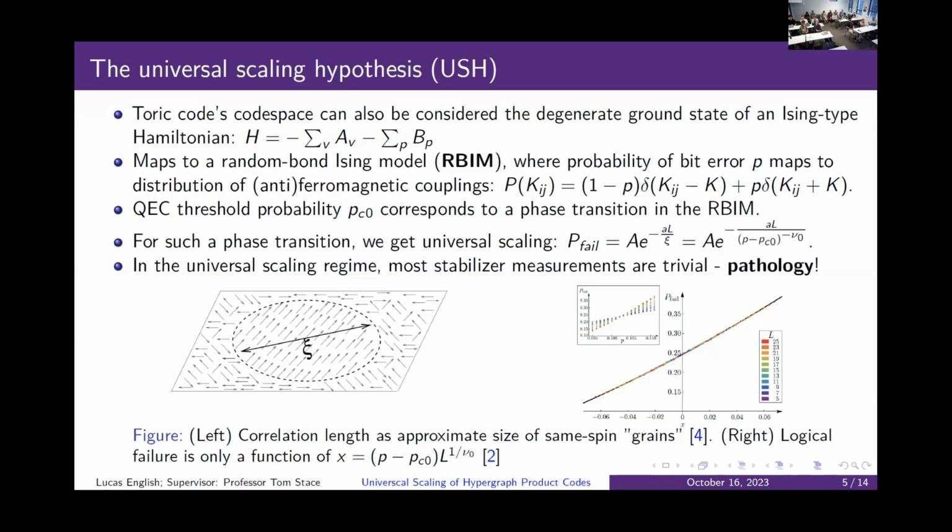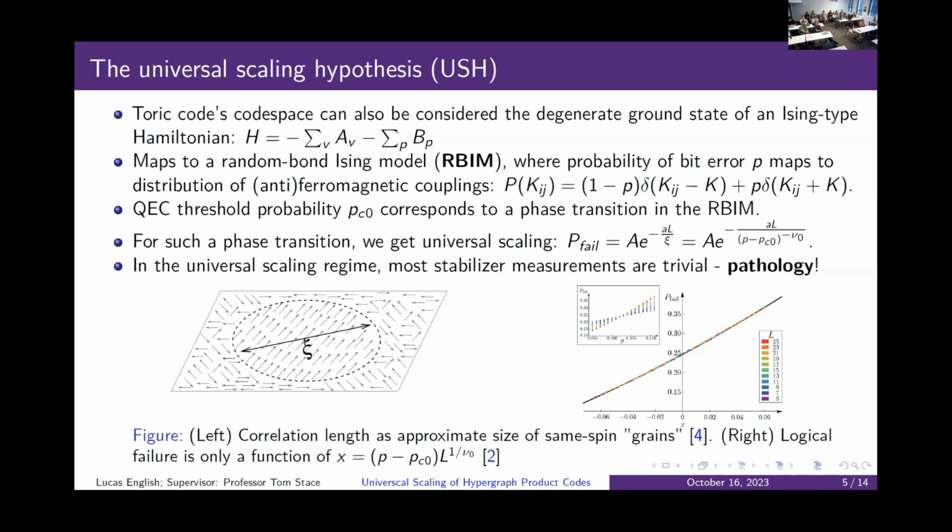And so with that map, we can use some cool condensed matter stuff to show that there's a phase transition in the random bond Ising model where we get same spin grains. And that corresponds to a threshold probability for our quantum error correcting code. So for that quantum error correcting code, when we're above that critical threshold, then the code's just useless as we scale it up. But as long as we're below that phase transition, then by increasing the size of the lattice, we can exponentially decrease error rates, which is really cool.